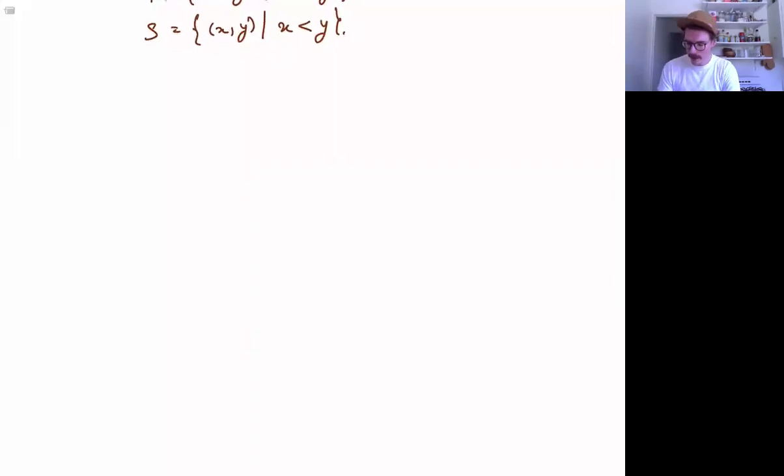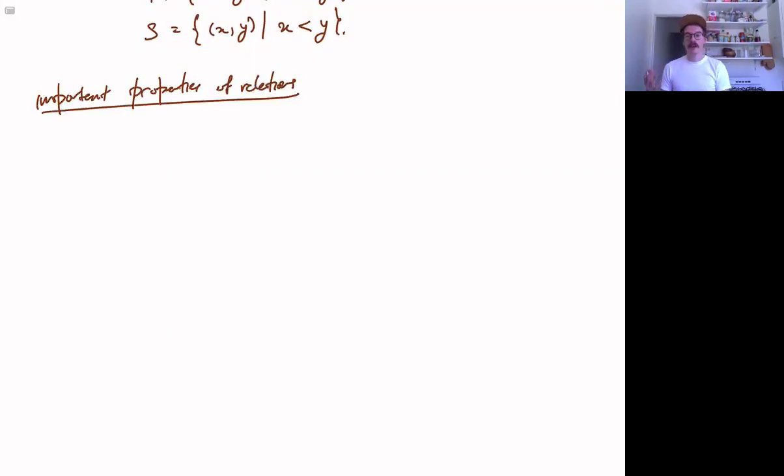Great. Now, important properties of relations. As we've defined them, they are very general. They satisfy almost no properties in general. But here are some definitions of some properties that some relations satisfy, which are very important for working with them.